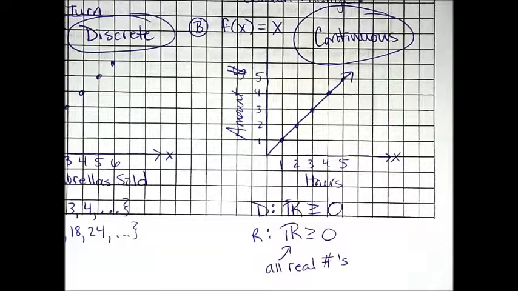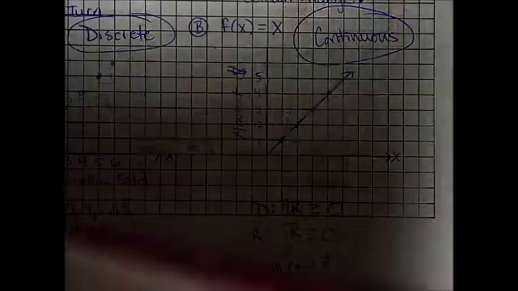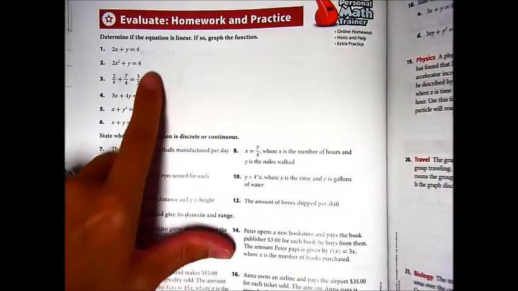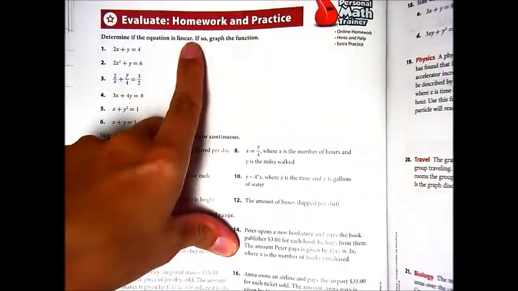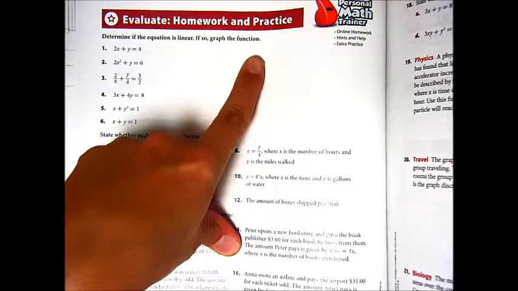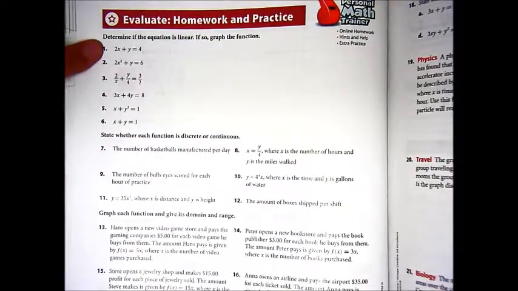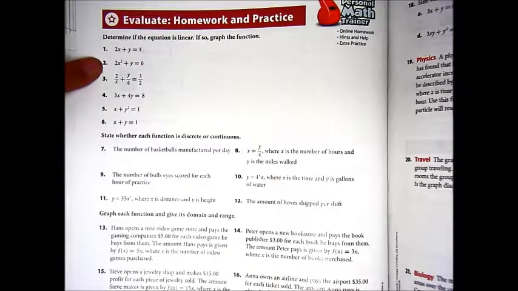So taking a look real quick at what your homework is, let's make sure we're super clear on directions. Your homework starts on page 170 and you're doing 1 through 12. Okay, look at the first 6. Determine if the equation is linear. If so, graph the function. So you're going to look at this and say, okay, yep, number 1, that's linear. Okay, then graph it. But number 2, no, that's not linear.